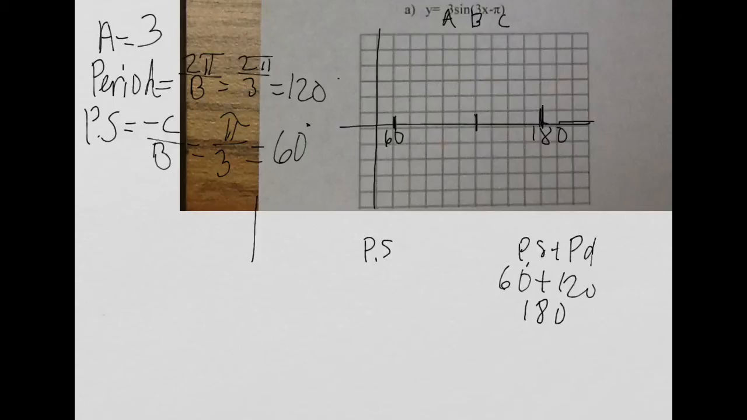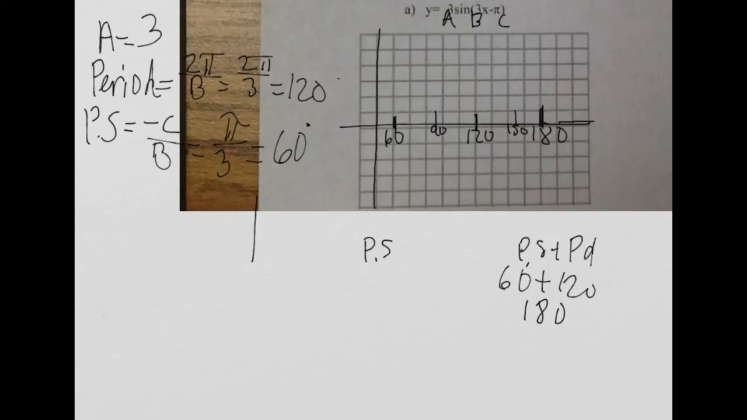Okay, now I need to find the middle of that. So 180 plus 60 divided in half. That's 120. Then the middle of 60 and 120, 90. And the middle of 120 and 180 is 120 plus 180 divided in half, 150.